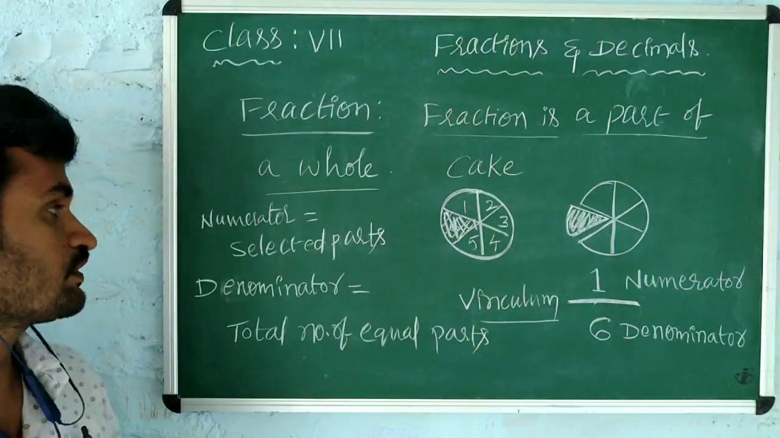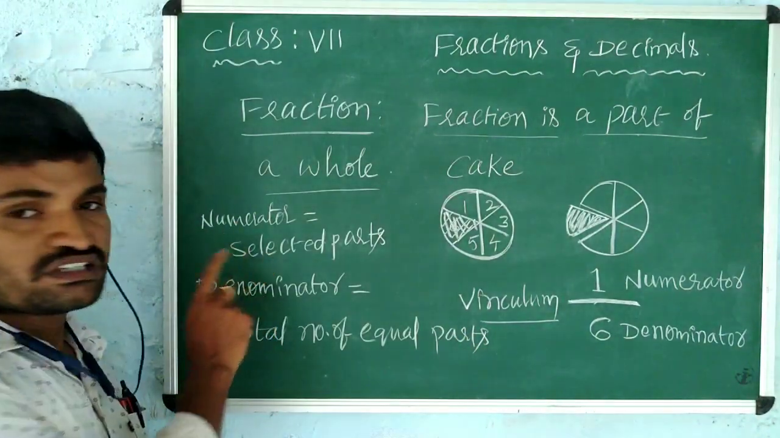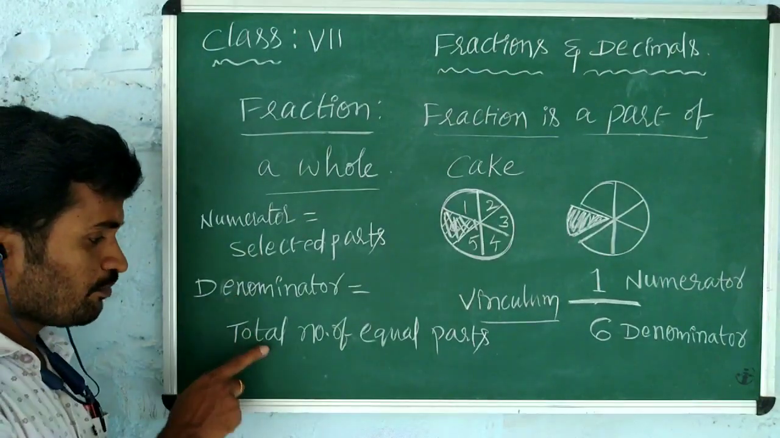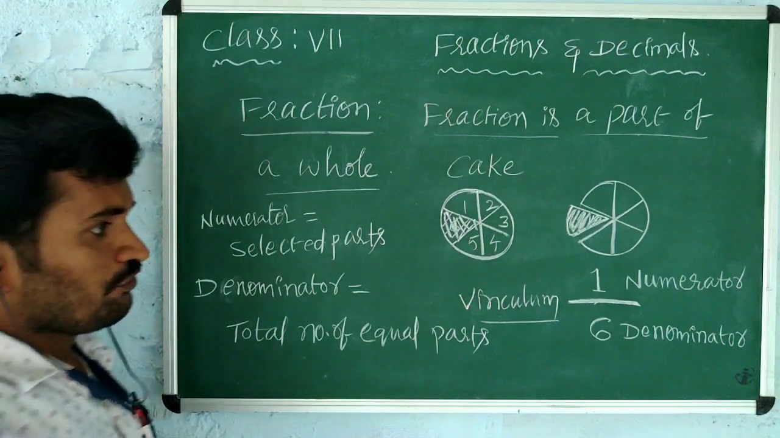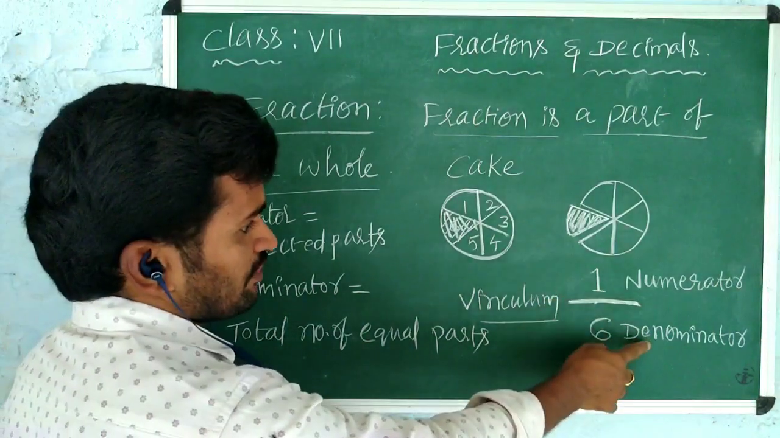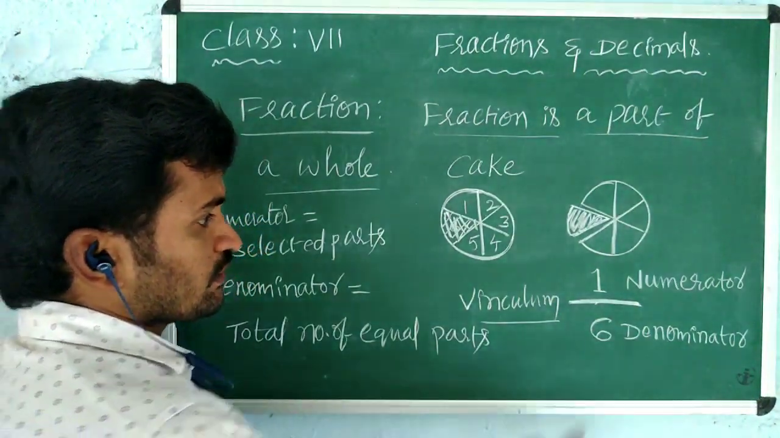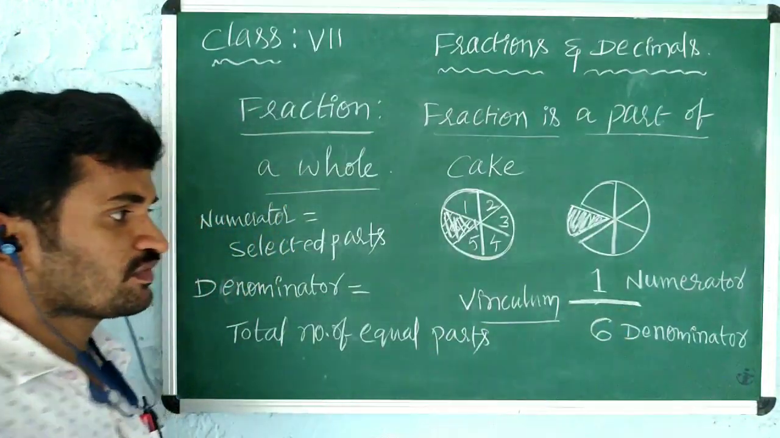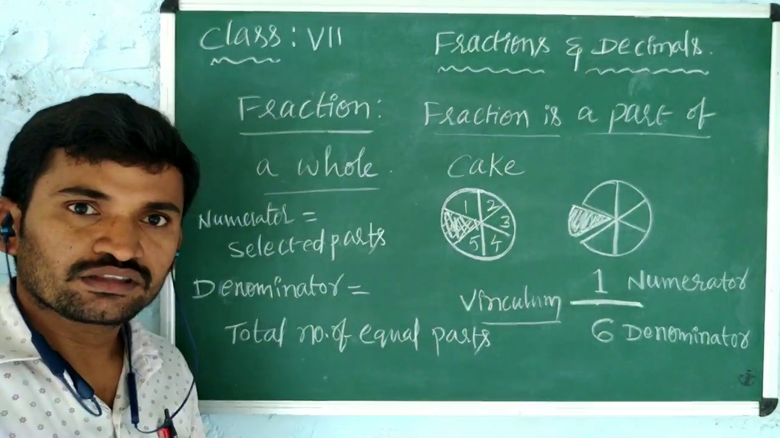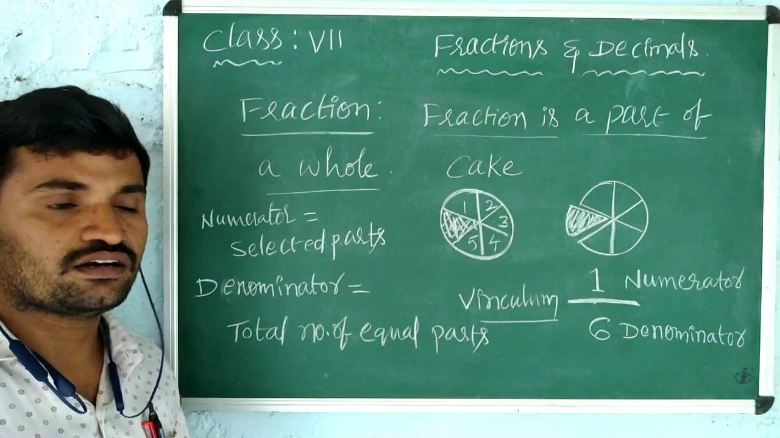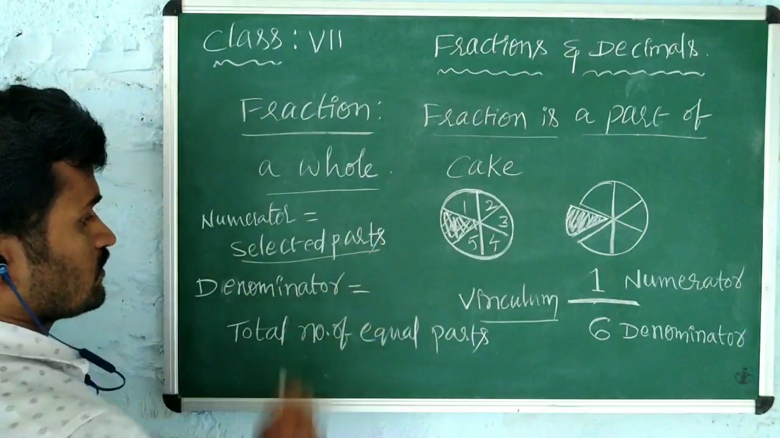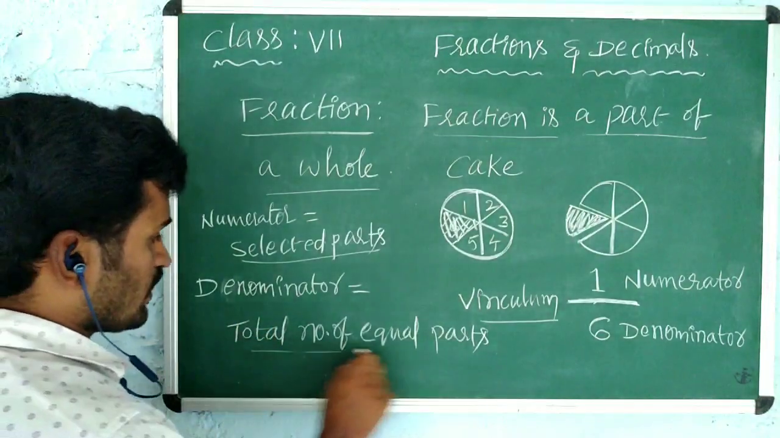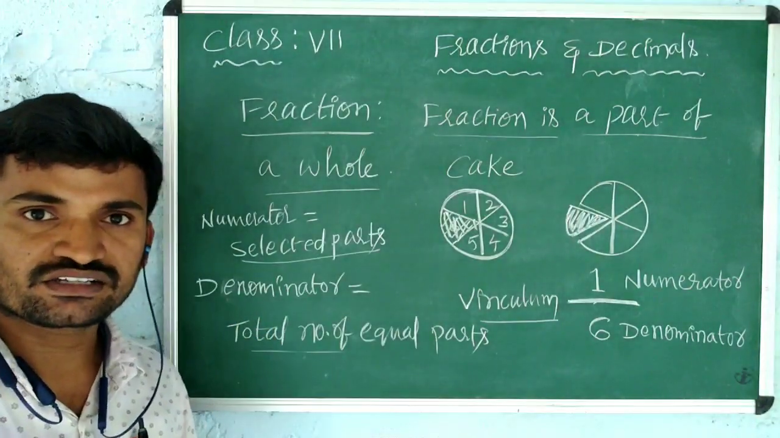So we have to remember this one. Numerator means selected parts. Denominator means total number of equal parts. So fraction we are writing numerator divided by denominator. This line is called vinculum. Vinculum means the line which is horizontal. So numerator means selected parts and the denominator means total number of equal parts.